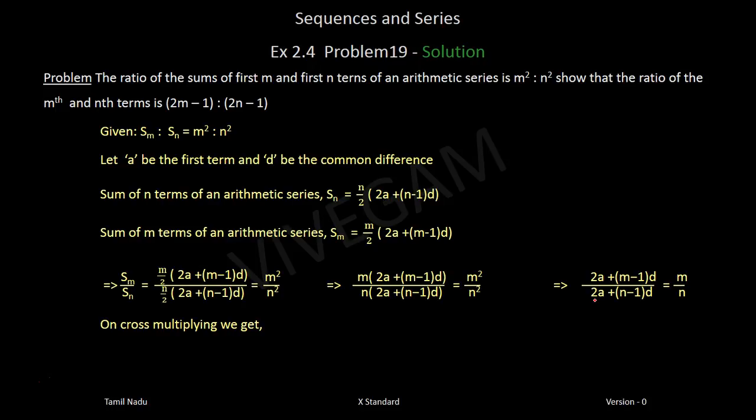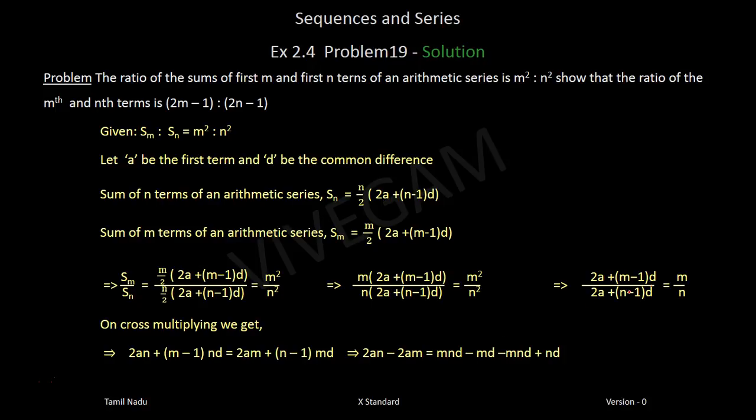Okay, so that is it. Now you can cross multiply. So you cross multiply. When you cross this into this, it will be this into this. So when you cross multiply, it became 2an. That's what we got. Then m minus 1 into nd. So m minus 1 into nd.